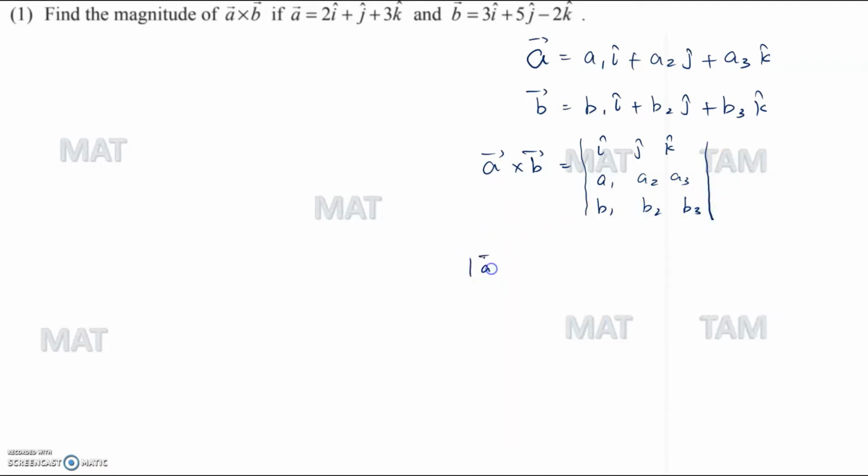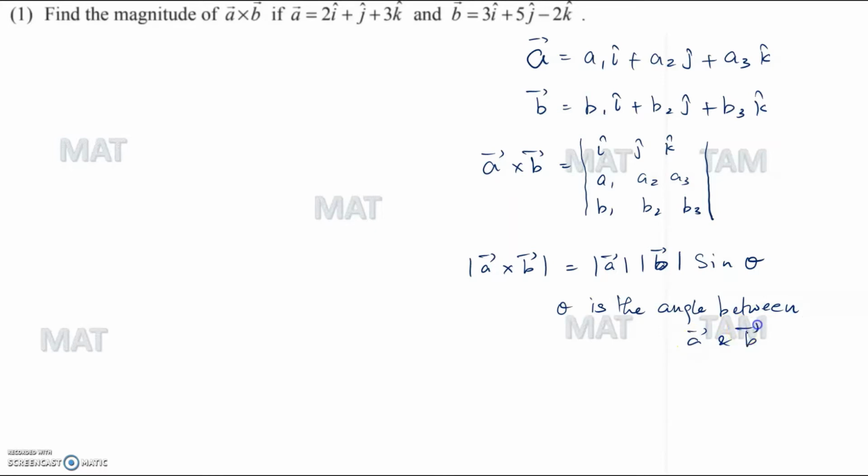Subsequently, the magnitude of A cross B can also be defined as the magnitude of A into magnitude of B into sine theta, where theta is the angle between vector A and vector B. Now let's proceed to solve the problems, and we'll be using these formulae frequently in the questions.